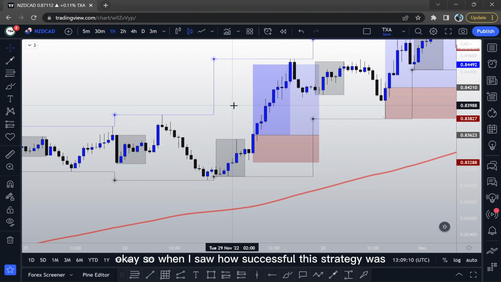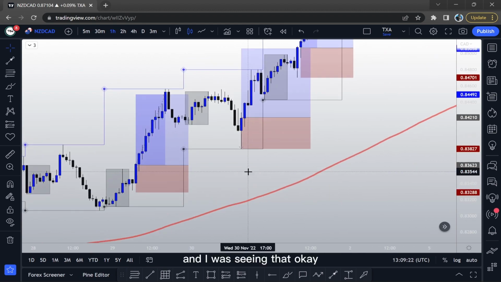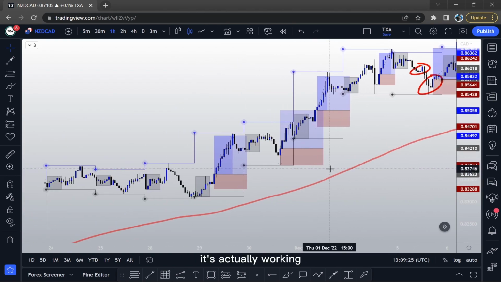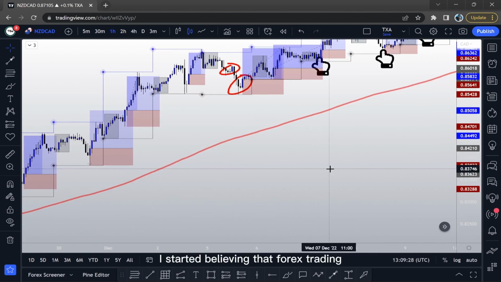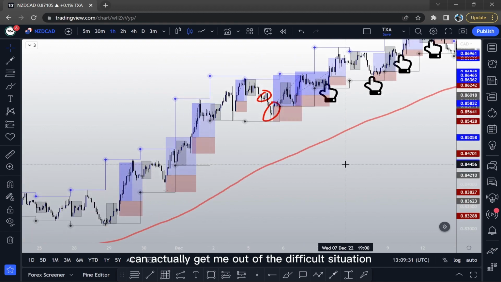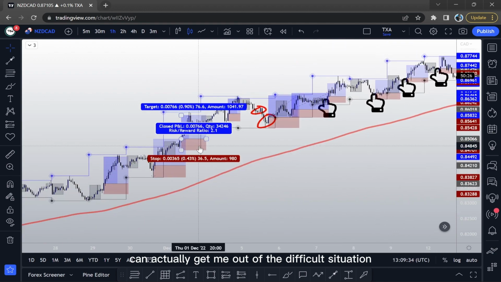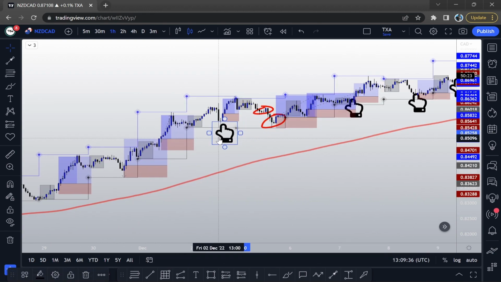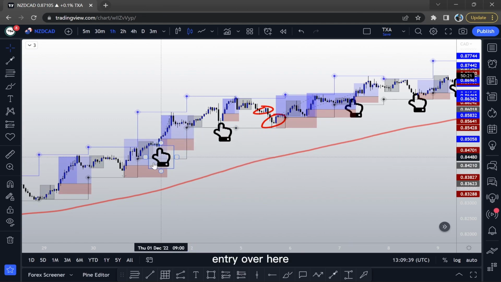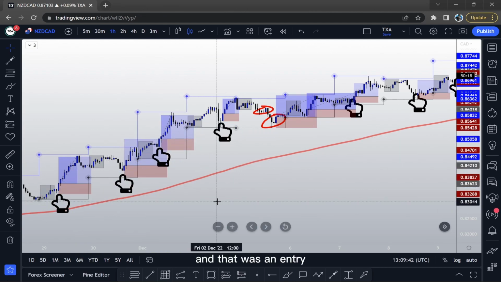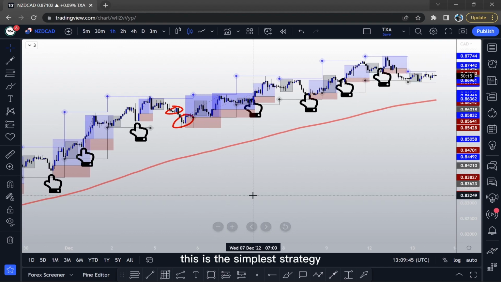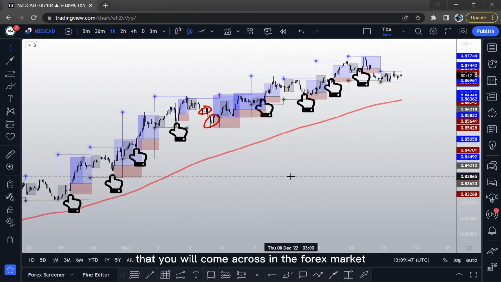Okay. So when I saw how successful this strategy was, I actually started doubling down, and I was seeing that okay, it's actually working. I started believing that Forex trading can actually get me out of the difficult situation. Entry over here, entry over here. That was an entry, and that was an entry. This is the simplest strategy that you will come across in the Forex market. This is the simplest Forex strategy that I know of, and I'm sharing it with you right now for free.